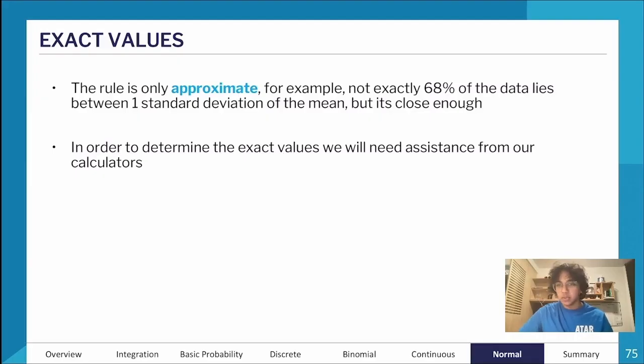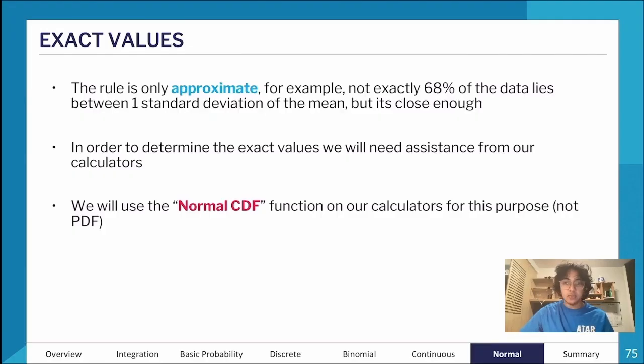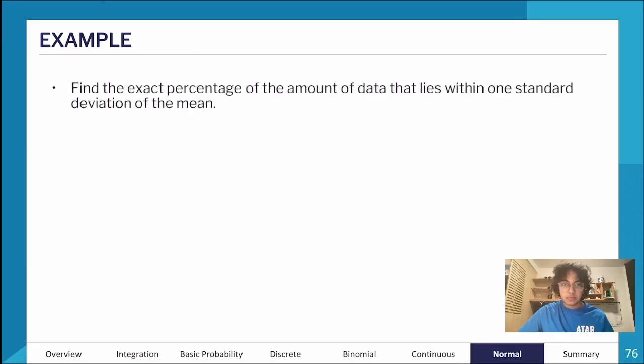But to actually work out your exact values, you're going to have to use your calculator. And like I said earlier, you want to be using the normal CDF and not the PDF, just this CDF function. So let's have a crack at this question here. Find the exact percentage of the amount of data that lies within one standard deviation of the mean. So we just enter our values on the CAS. You can use the TI-Nspire anyways. You can just type in norm CDF, or you can also find it under menu, probability. And so you just enter the variables like this.